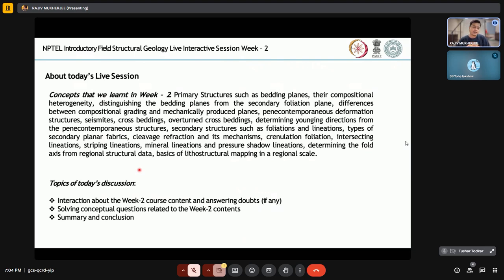in today's discussion, we will be interacting about all of these kinds of problems. We will solve some MCQs such as we did before in the previous week.